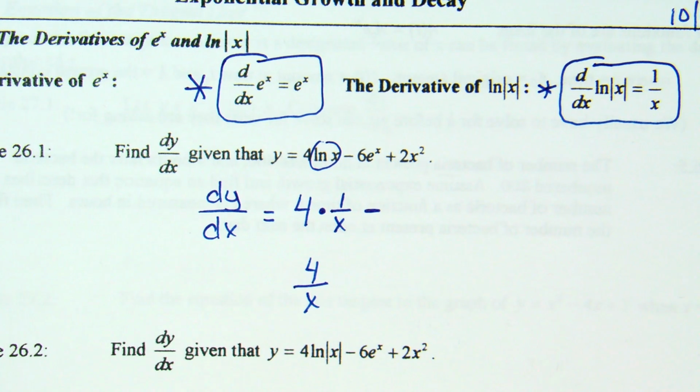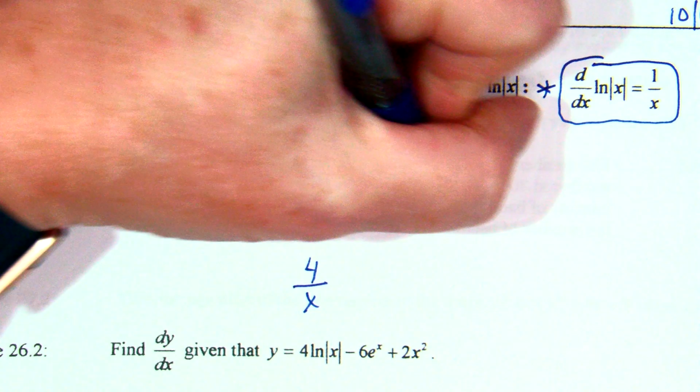Derivative of 6e to the x? 6e to the x. Because again, the 6 is a constant, so we just keep the constant. What's the derivative of e to the x? e to the x. And 6 times e to the x is going to be 6e to the x.